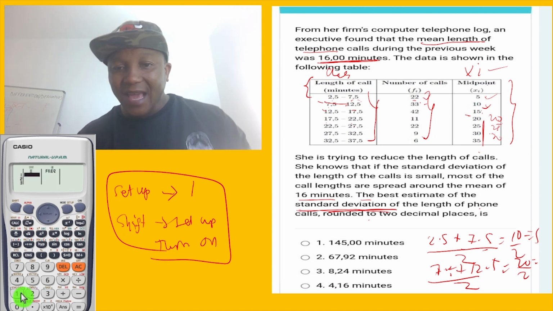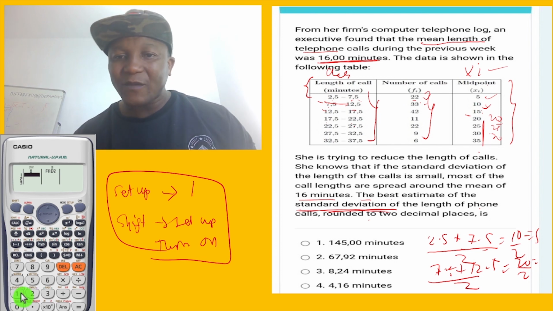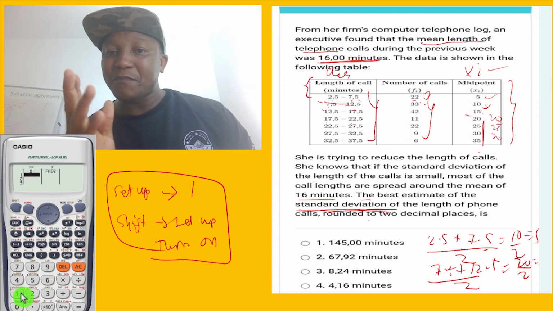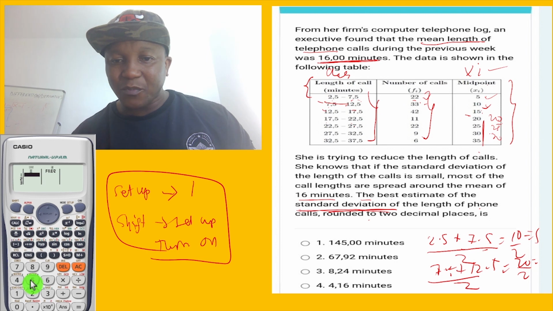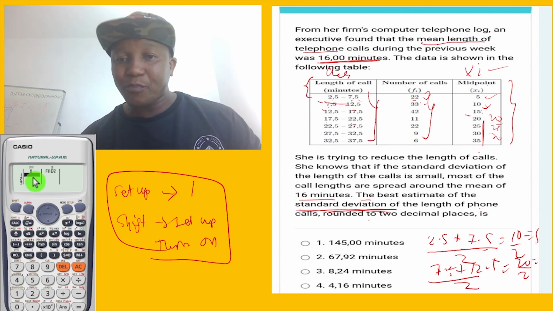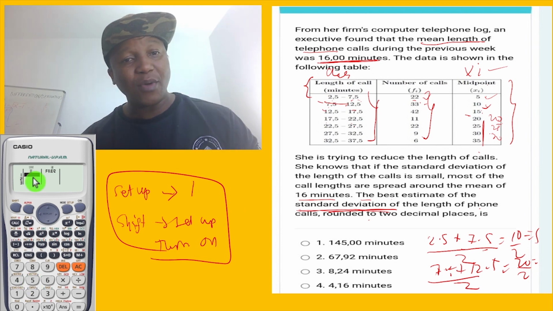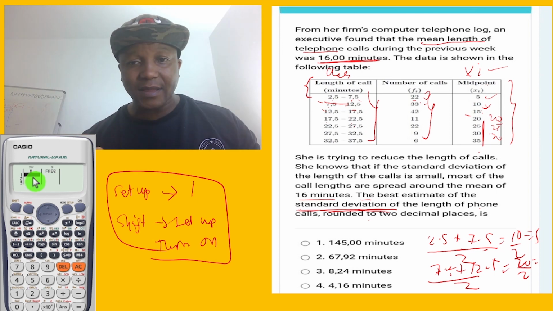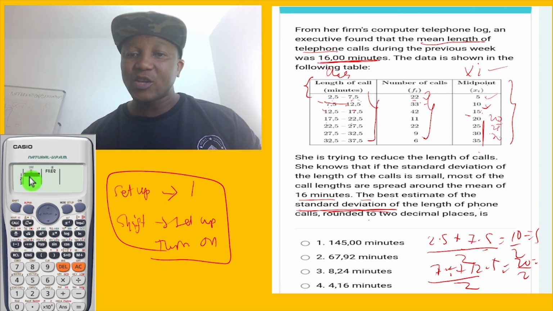Yeah, so you see, they give us the data here. The data we have is x. X represents the midpoint. So what is the first midpoint? It's 5. X is representing the midpoint, just like how we saw in the calculator in the data mode.